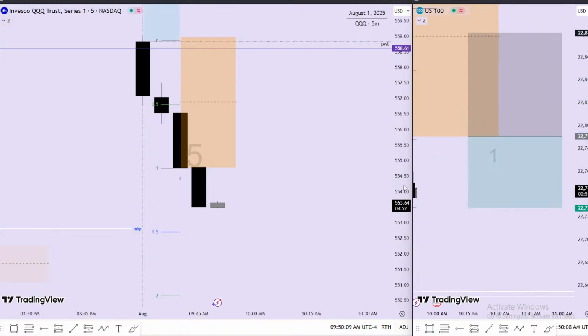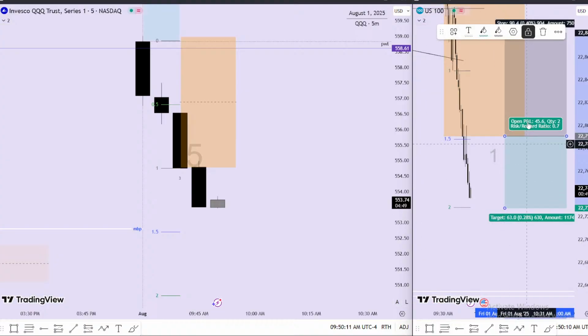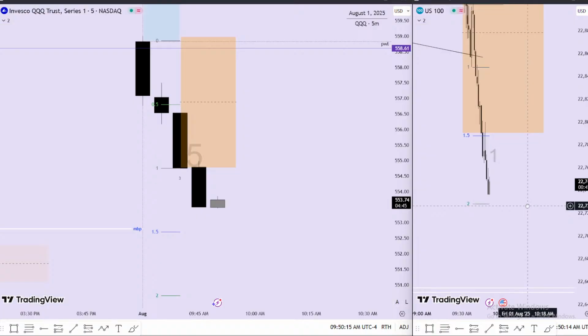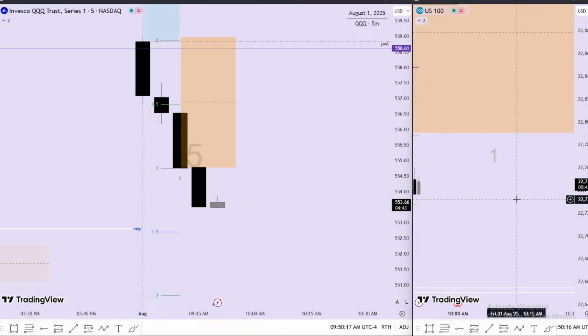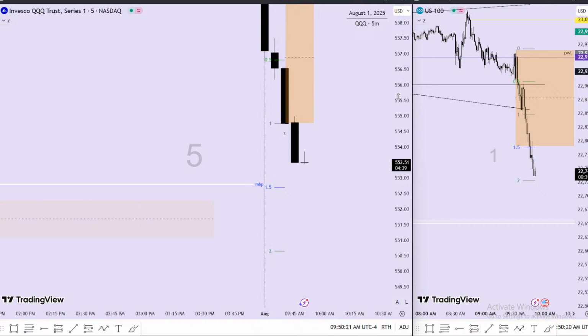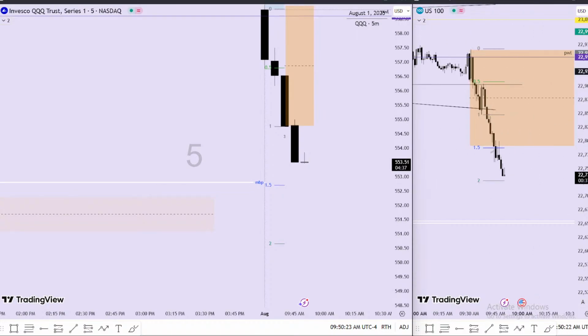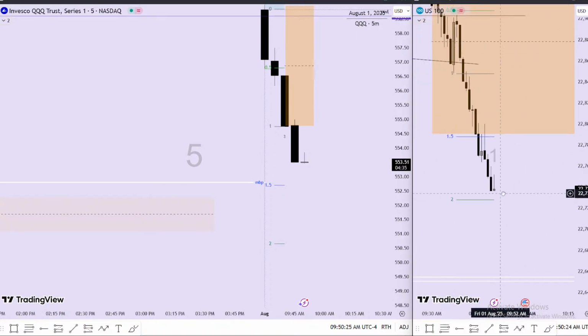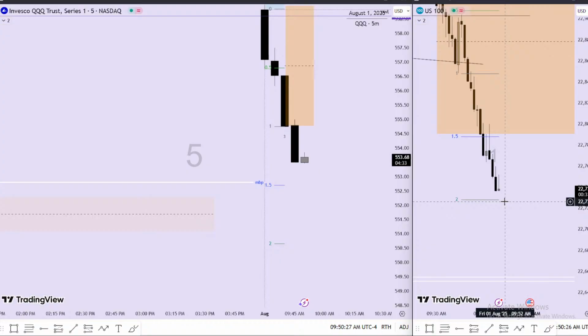Okay. I'm up 45 points. I am just getting out of this trade. I just don't like it. We are very close to the news. So I guess this is it. Still, this is the same target I was aiming for.